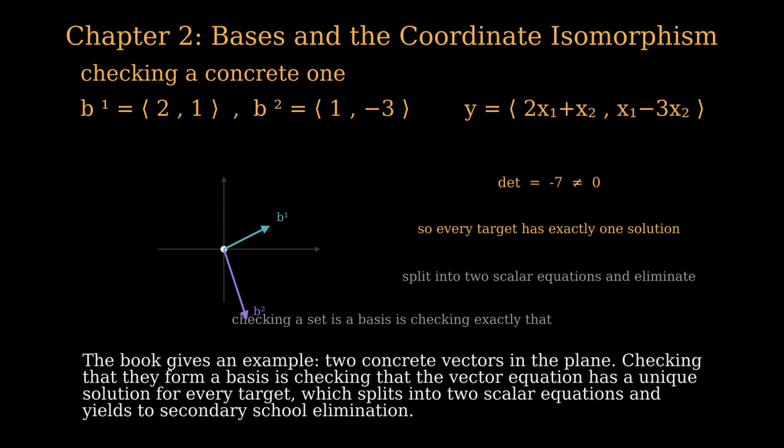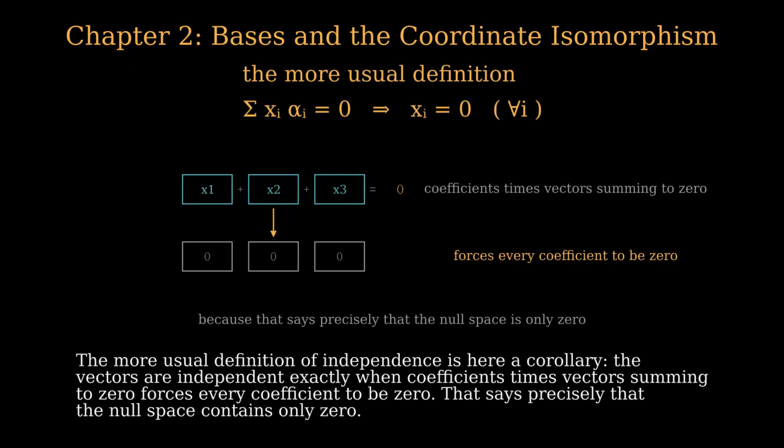The book gives an example: two concrete vectors in the plane. Checking that they form a basis is checking that the vector equation has a unique solution for every target, which splits into two scalar equations and yields to secondary school elimination. The more usual definition of independence is here a corollary.